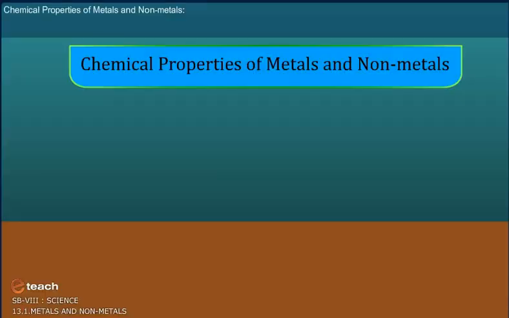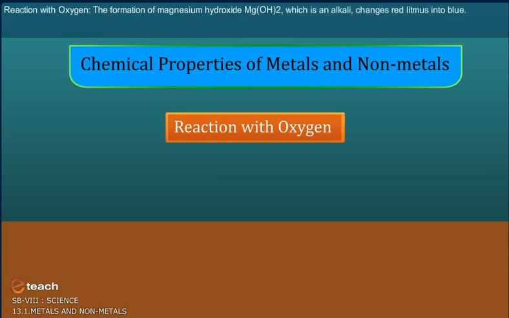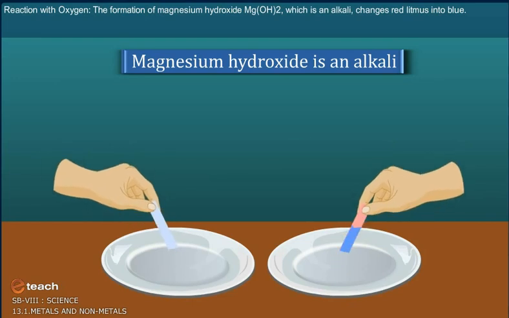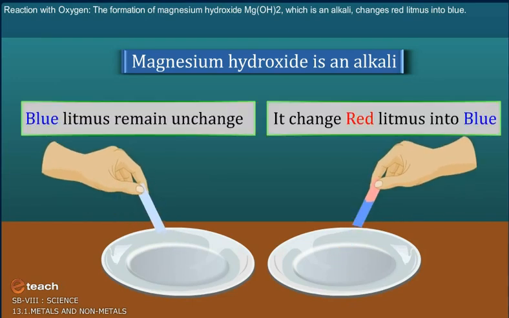Chemical properties of metals and non-metals. Reaction with oxygen. The formation of magnesium hydroxide, that is Mg(OH)2, which is an alkali, changes red litmus into blue. In general, metals form oxides on combining with oxygen. Water solutions of these oxides are basic in nature.